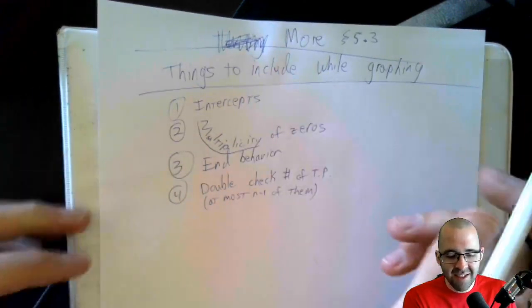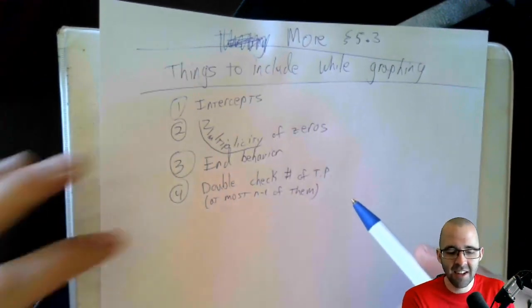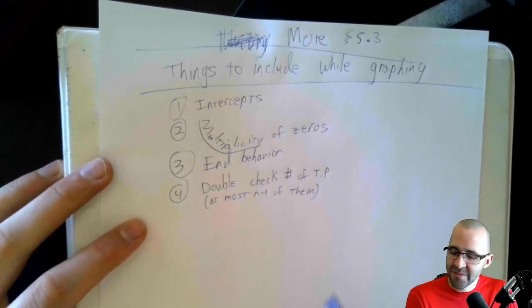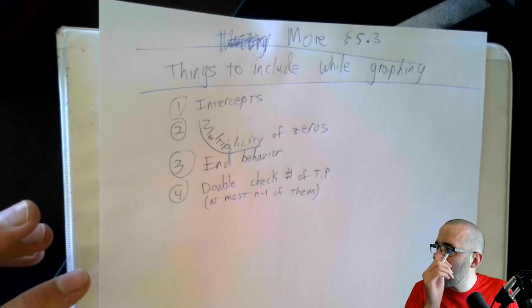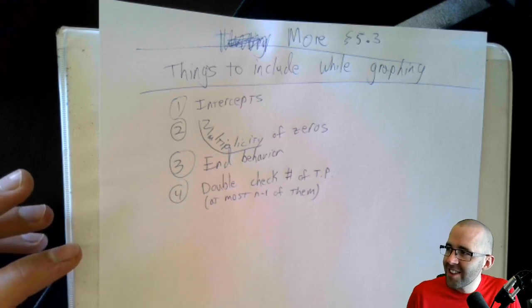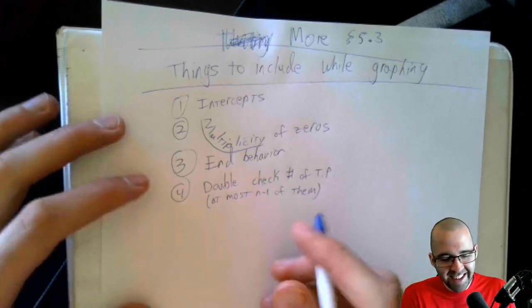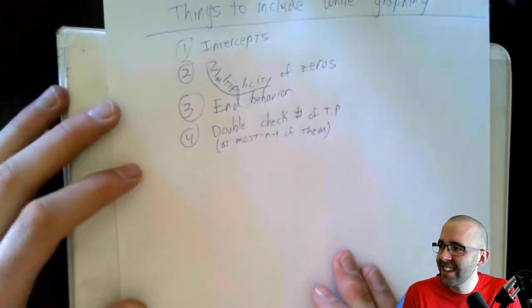So only four things. We've already done all this stuff. All right, double check your turning points. So let's just do some problems. All right. See, there you go. Thanks, Ashton.